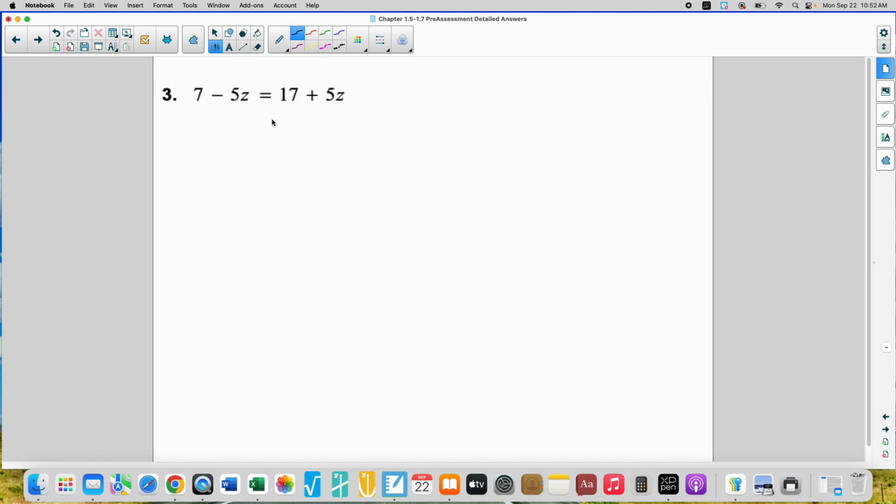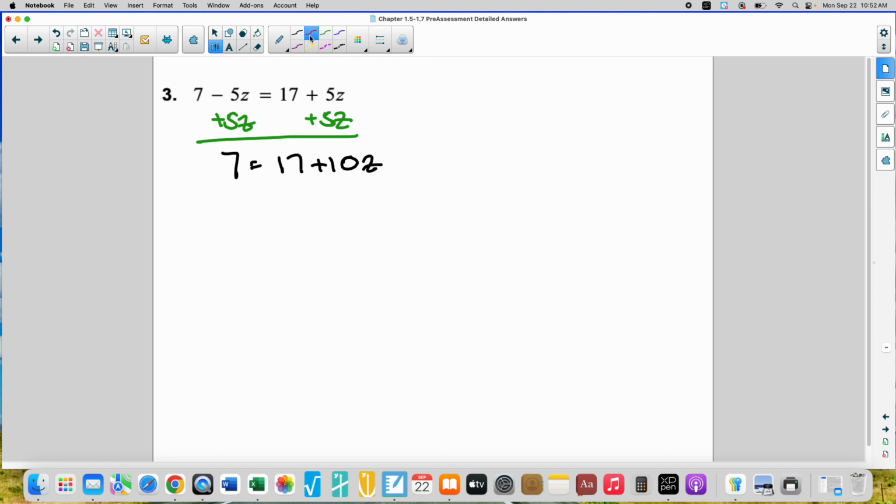We have variables on both sides. We have constants on both sides. We're going to move the variables. Let's do it in green. I'll add 5z to both sides because negative 5z and positive 5z cancel, leaving you with 7. And then you have 17 plus 5z. And we are going to combine these like terms. You get 17 plus 10z.